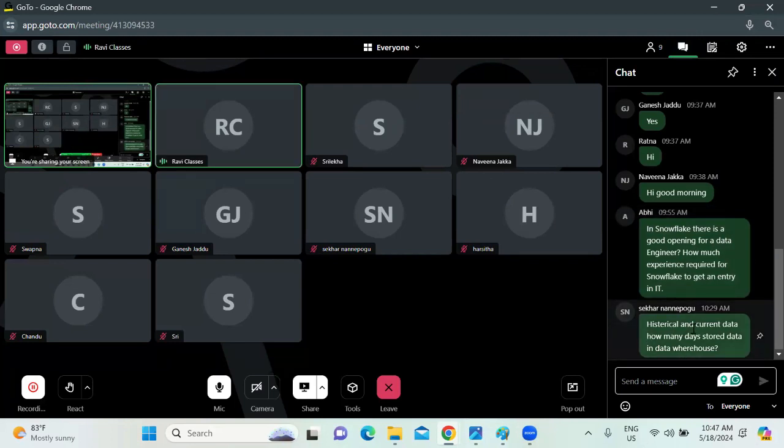How many days it will store the data is your wish, sir. You can store it for as long as you like. There is no retention policy like that. You can store for any number of days. It's all your wish. If you want, you can remove it or delete it.